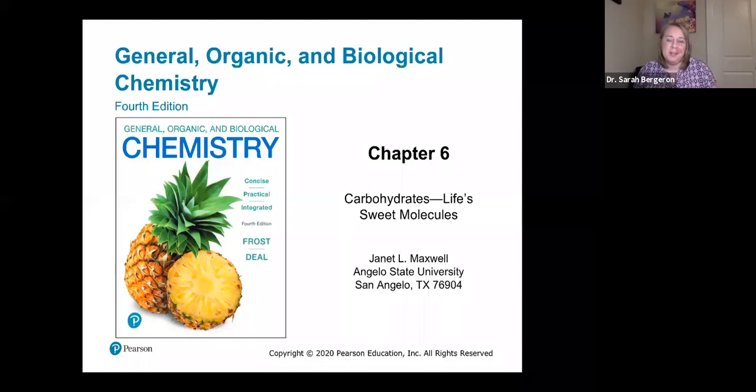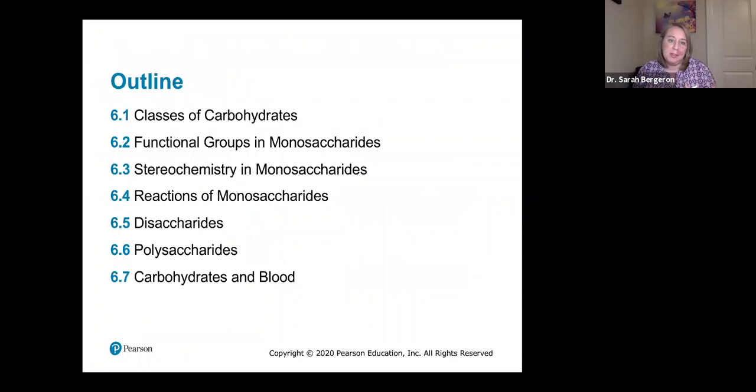All right, so we are on chapter 6 and we're starting section 1. Chapter 6 is all about carbohydrates. So lots of different things that we're going to talk about. We're going to be able to classify carbohydrates. We're going to talk about the functional groups of those carbohydrates.